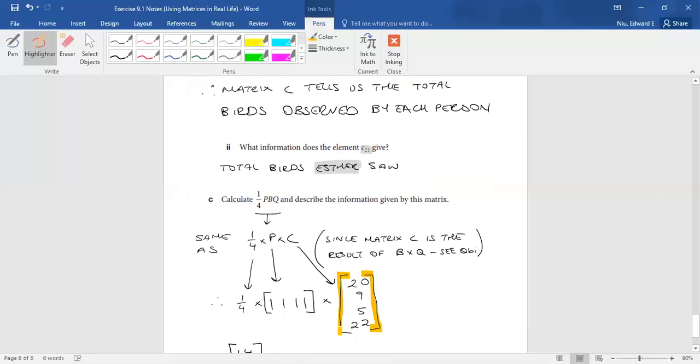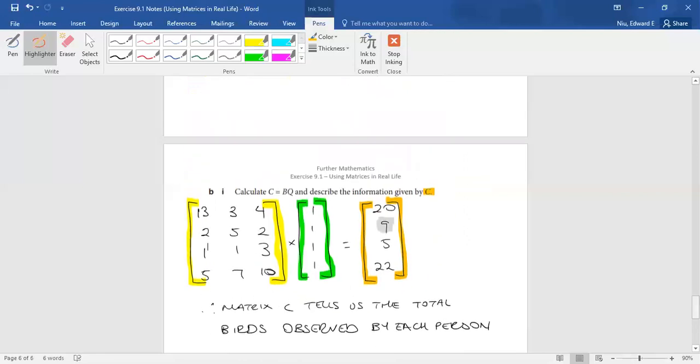Instead, I mean, you could do B times Q. There's nothing wrong with doing the yellow times the green again. I'm just trying to save a little bit of time for you. Instead of punching in all these numbers, you can just punch in this one. But there's no issues with doing yellow times green again. It's up to you.